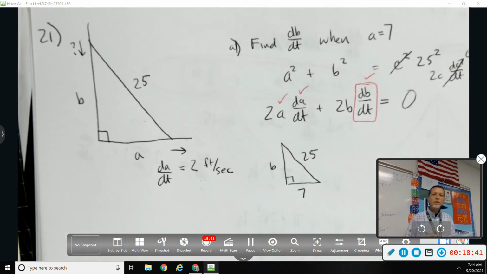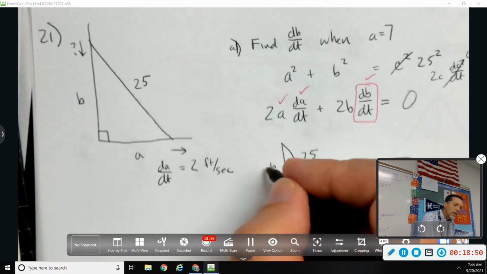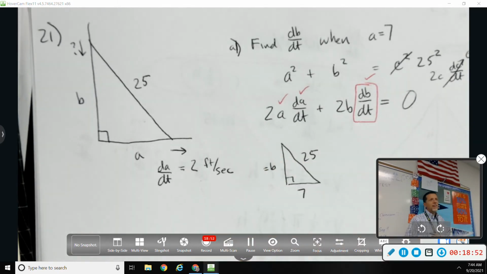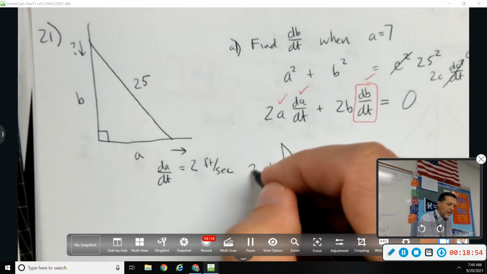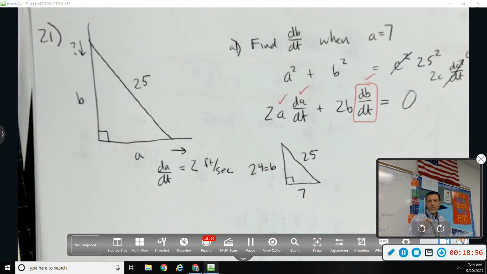I can find B doing a squared plus b squared equals c squared. Or, if somebody remembers this particular Pythagorean triple, it's 24. If you don't remember it, that's fine. You just punch it in the calculator. It takes you 10 seconds more. 7, 24, 25.